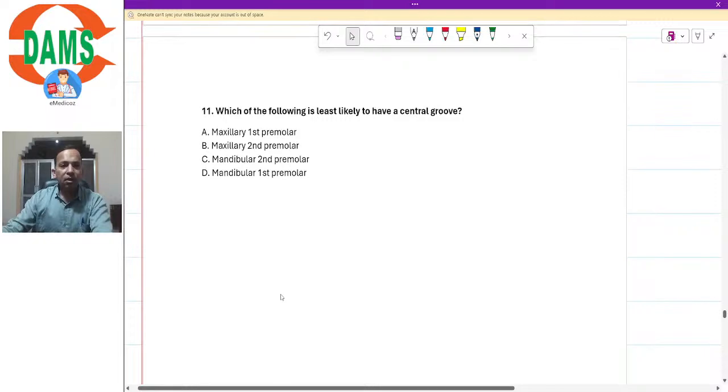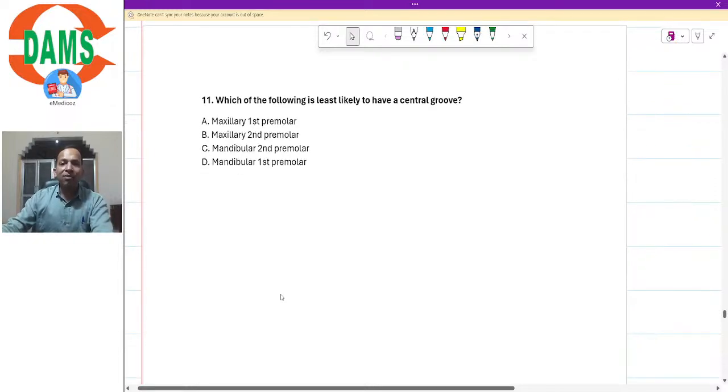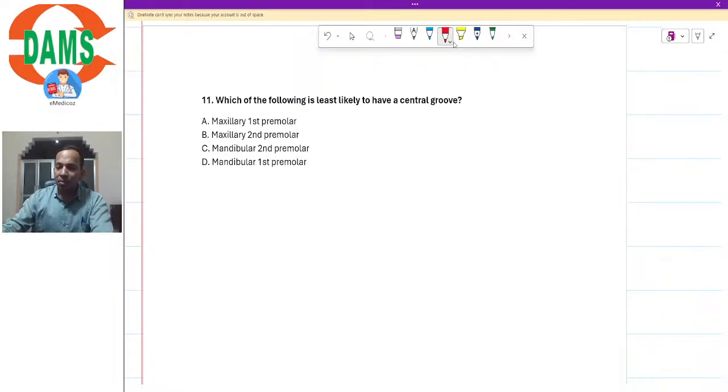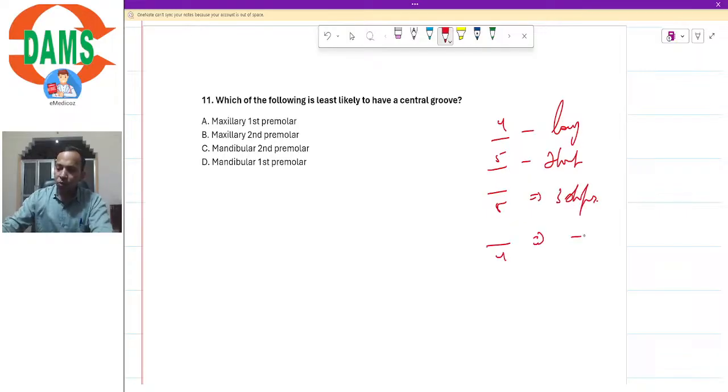Which of the following is least likely to have a central groove? तो amongst all the four premolars हमने डिस्क्राइब किया था सेंट्रल ग्रूव। अपर 4 में कैसा था, लॉन्ग, अपर 5 में शॉर्ट, लोअर 5 we had 3 shapes and lower 4 it was absent. So usually the central groove is absent in the lower 4, that is the mandibular first premolar, isn't it? It is usually absent in mandibular first premolar.